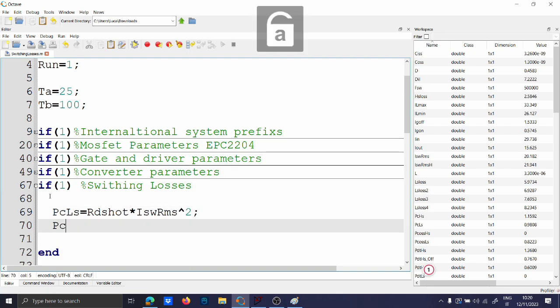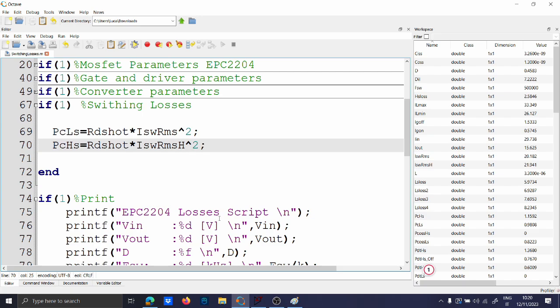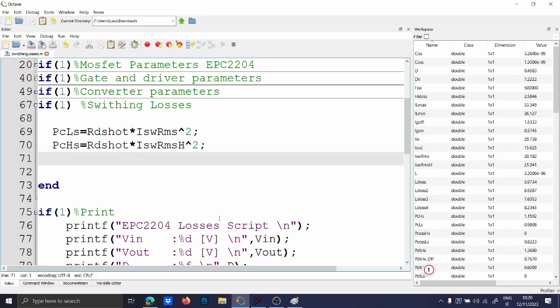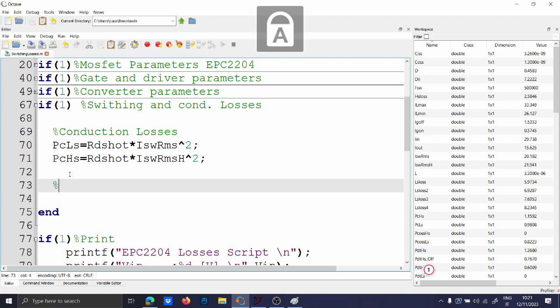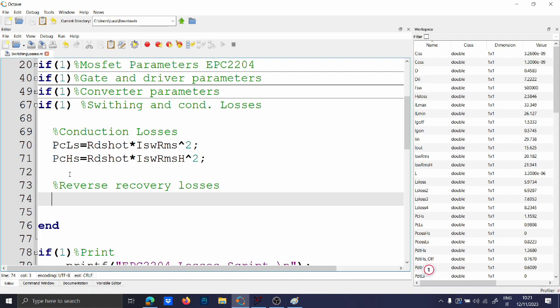So this is nothing new under the sun. PC high side, the same, but for the other one. So these are the conduction losses. Now, reverse recovery losses. These are basically the dead time losses. These are the reverse recovery losses for both of them.